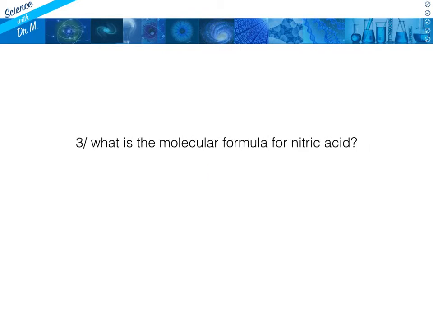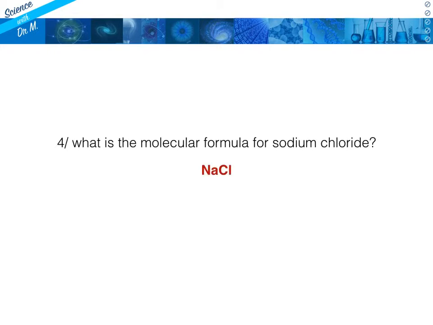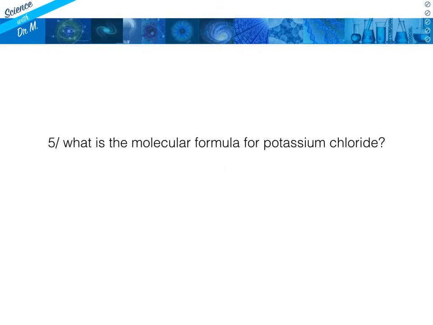Okay, what is the molecular formula for nitric acid? The answer is HNO3. Same rules apply for the capitals and the subscript numbers. What is the molecular formula for sodium chloride? Sodium chloride, common table salt, of course. NaCl.